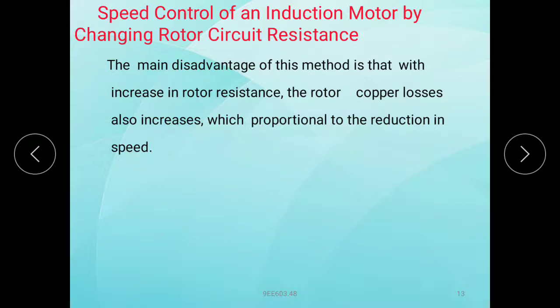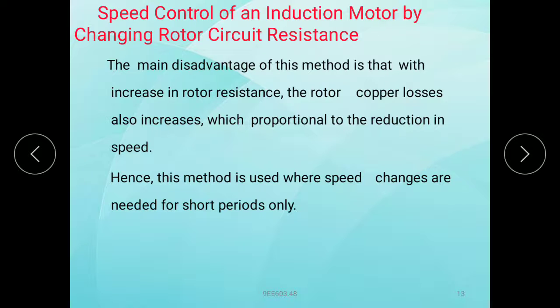The main disadvantage of this method is that with increase in rotor resistance, the rotor copper losses also increase, which are proportional to the reduction in speed. Hence this method is used where speed changes are needed for short periods only.